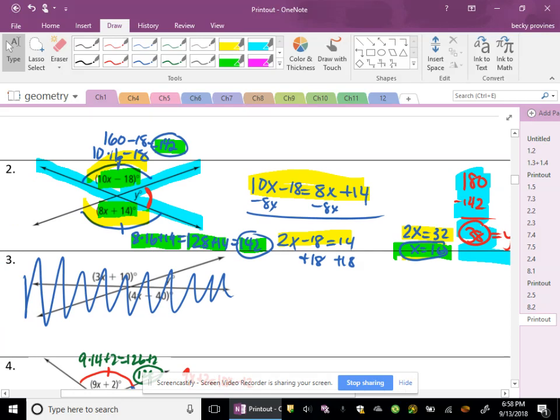And that's the measure of it. Now I decided to skip number 3 for time's sake because it was pretty much like number 2.